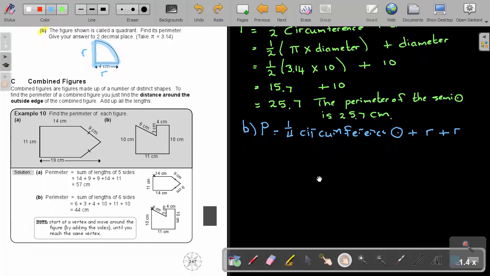Let's just move it a little bit up. So I'm going to get that quarter. Now the circumference of the circle, because I'm having the radius, not the diameter, is 2 times pi times the radius, plus that radius, plus the other radius.